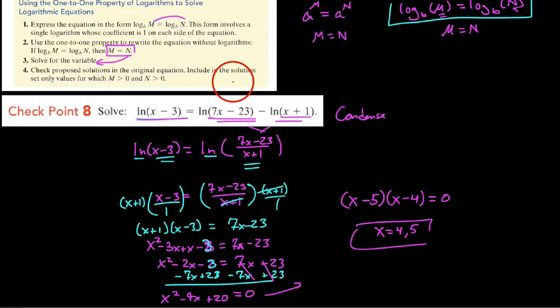So I do want to check this out. If we plug 4 and 5 back in for x, do we only get positive things inside of the arguments? Because one important thing to check is that the solutions can only include values for which M and N, or whatever the expressions are in here, are positive. So if I put in a 4, 4 minus 3 is 1, that's positive. 4 times 7 is 28, minus 23 is positive. And 4 plus 1, that's positive. You can see how putting in a 5 is also definitely going to be positive. So both of these would be the solutions to this particular equation.